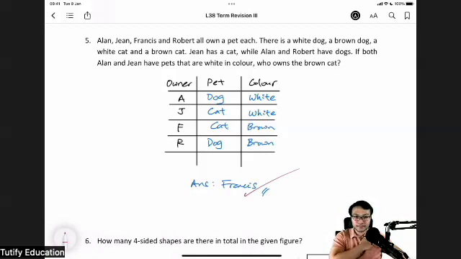I did the chart another way. How? So on one side, there's A, J, F, and R. On the top, it says W, D, B, D, W, C, B, C. Oh, so you just put a tick on who has a brown cat, who has a white dog. Okay, that works as well. No problem. There are different ways to organize your information.